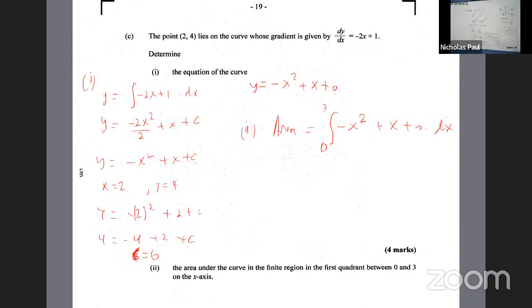Minus 2 squared is 4? No, remember I told you that it's minus x squared. So you're squaring the x and then you're putting the minus sign. Okay? So you're squaring the x and then you're putting the minus sign.